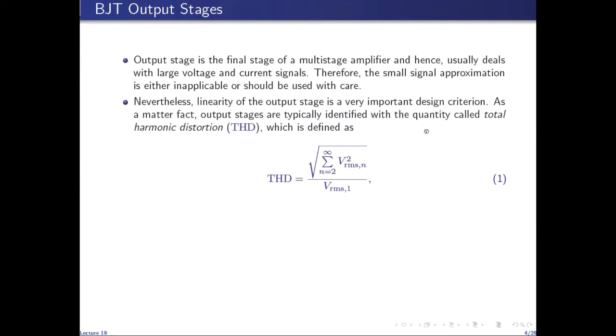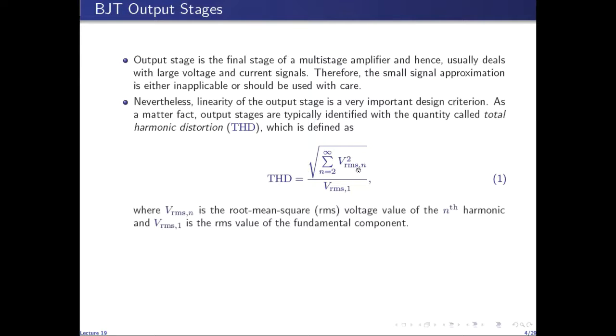So if the amplifier is not linear, then its output will have harmonics. The linearity of the circuit is gauged with a quantity called the total harmonic distortion, which is defined as the ratio of the square root of the sum of the squares of the RMS values of the harmonics to the RMS value of the fundamental. So THD specifies the harmonics present in the output signal as a percentage of the fundamental component.